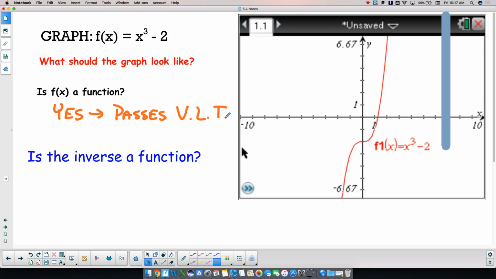Why? The only spot would be kind of like in here that it might, but if we were to zoom in on that, it just flattens out, but it never gets truly horizontal. So it does pass the horizontal line test. Does a double root have anything to do with it? Nope. It doesn't matter.